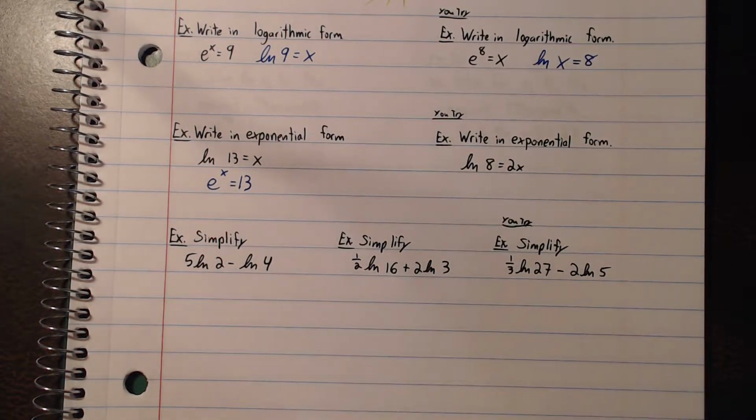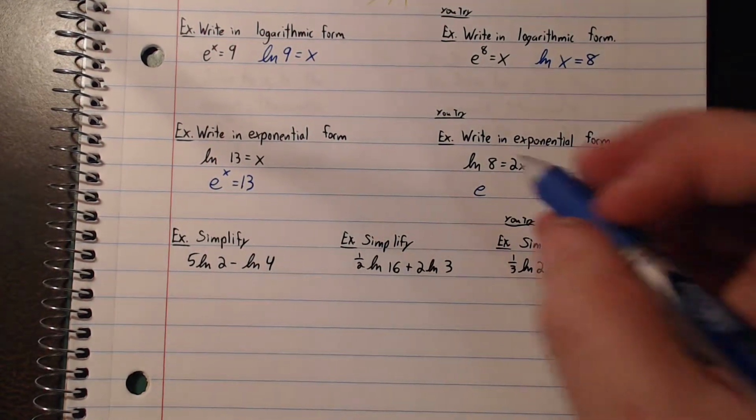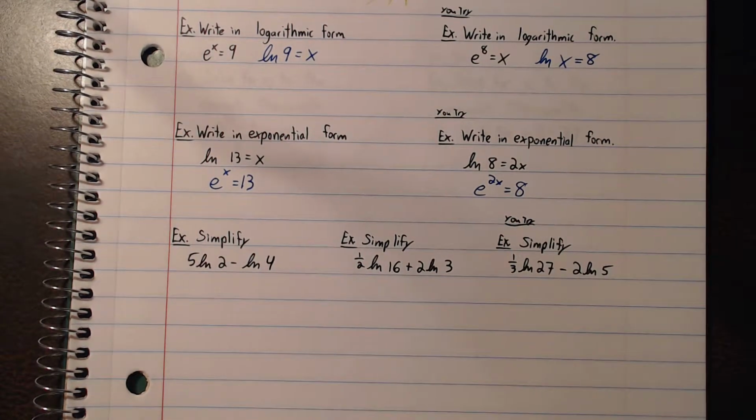So you have one right here for you to try. Pause the video and resume when you're ready to check. Okay, so ln, that's going to give us a base of e. Our power here is 2x. That's going to be equal to 8. There's no solving or anything involved. We were just rewriting the form.